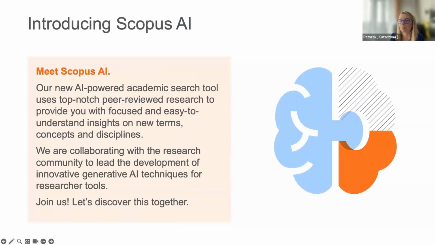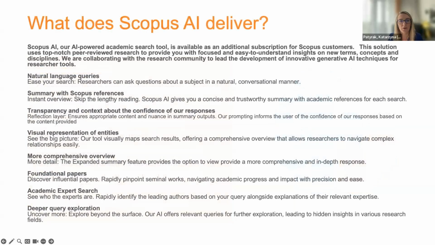And if we talk about Scopus AI, this is also a new search tool that is powered by generative artificial intelligence that takes peer-reviewed research and gives you overviews of new topics. And we've been working with the research community to refine and upgrade this tool. We were working on it for the last year, and I believe that some of you might be part of this work. So here are the main features of Scopus AI.